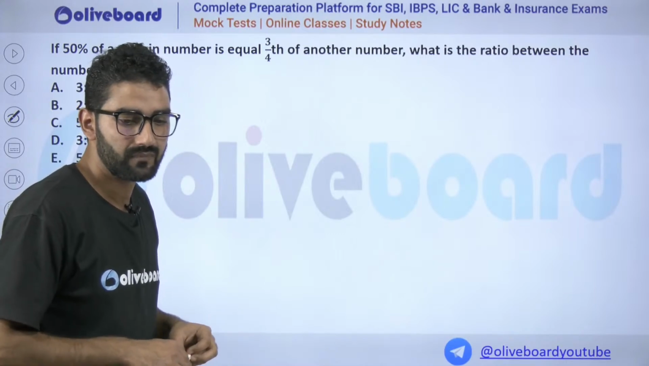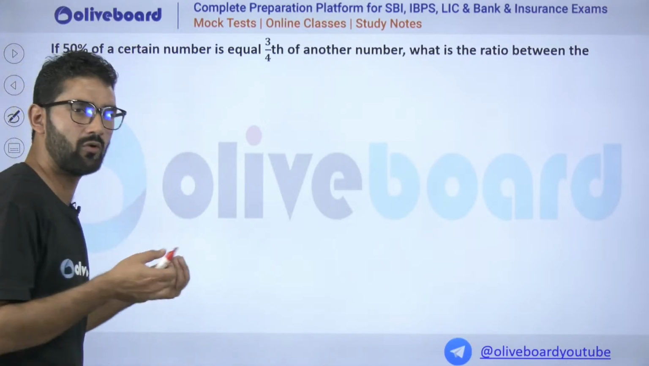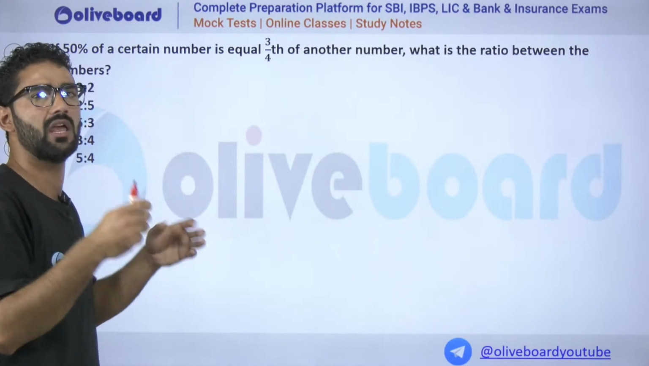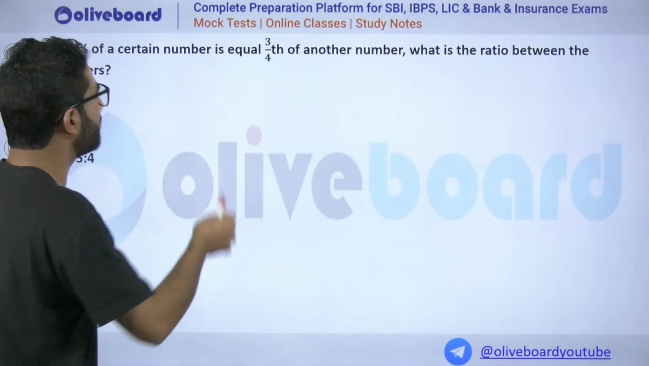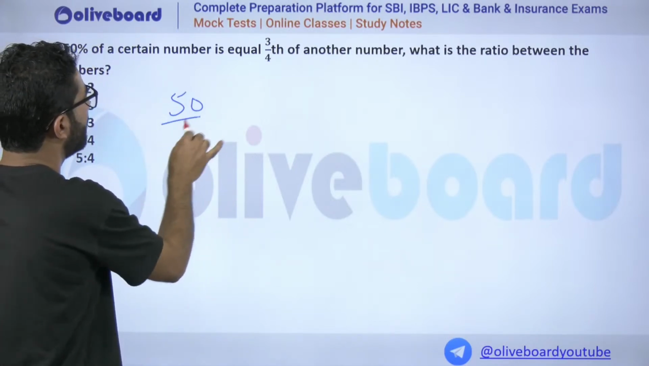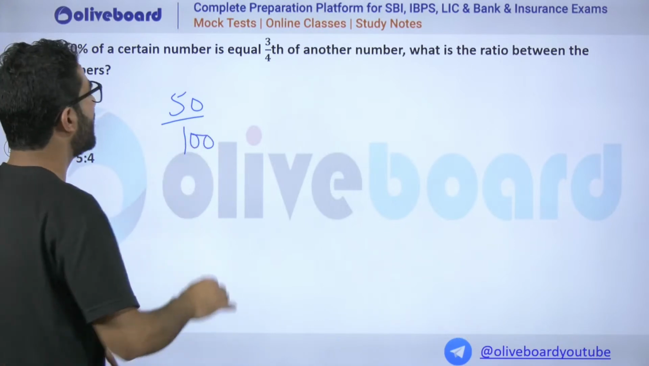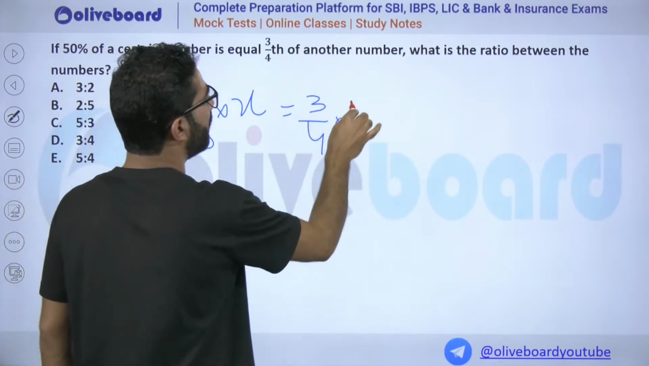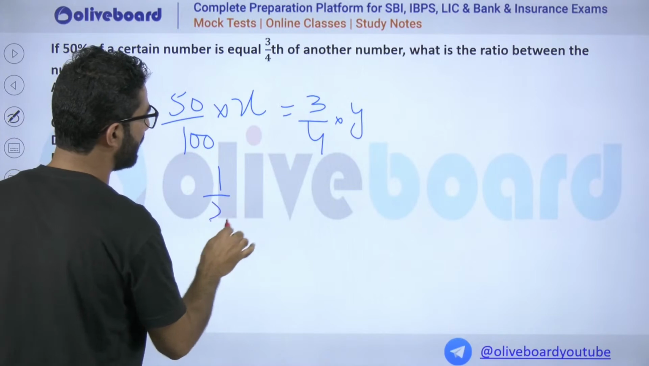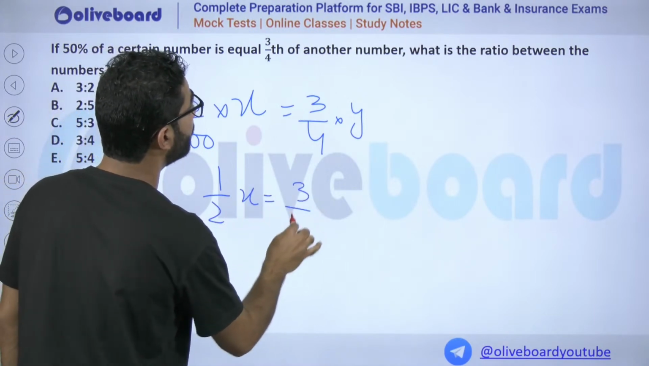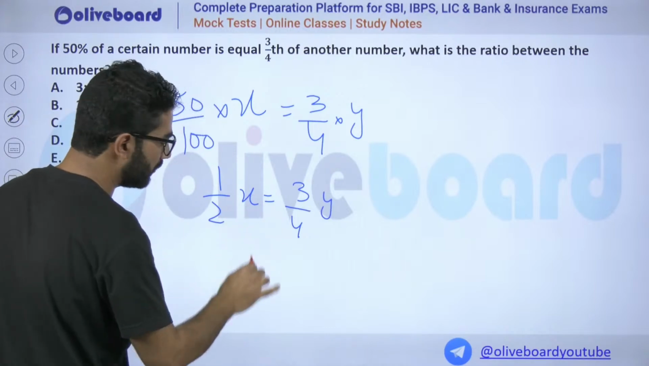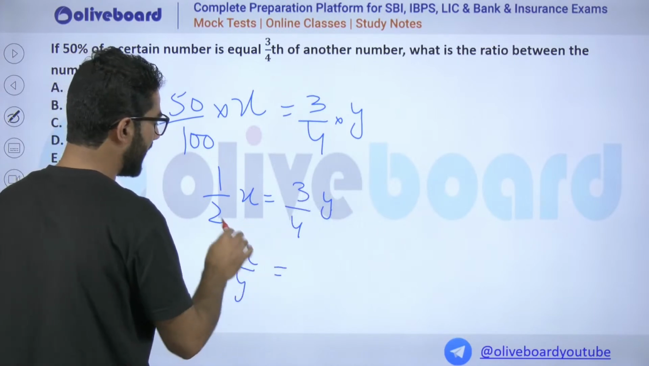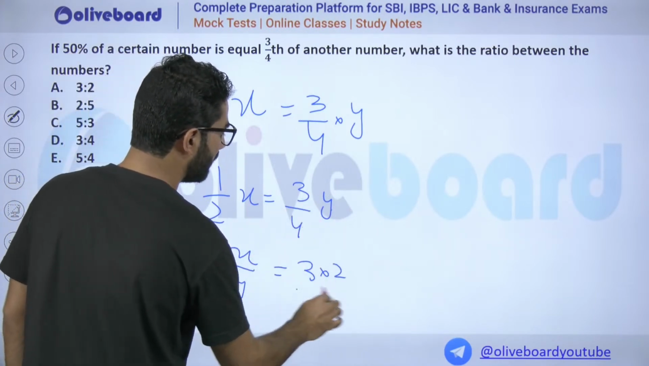the numbers? Now if you see the question, the numbers are not given, obviously we will let them be x, y, a, b, p, q, anything, whichever you feel comfortable. If I write that 50% is nothing but 50/100 of any number, if I assume it is x, that is nothing but 3/4 of any number y. So how can we write? It will be like 1/2 x is nothing but 3/4 of y. So if we have to calculate x upon y, I have to take this to that side, it will be like 3 into 2 divided by 4.